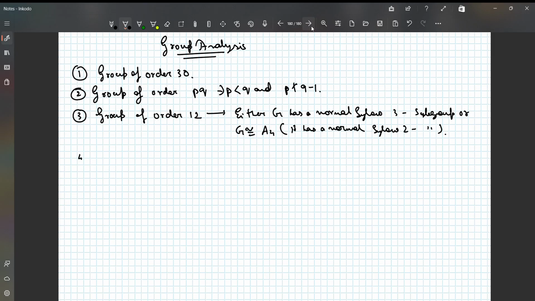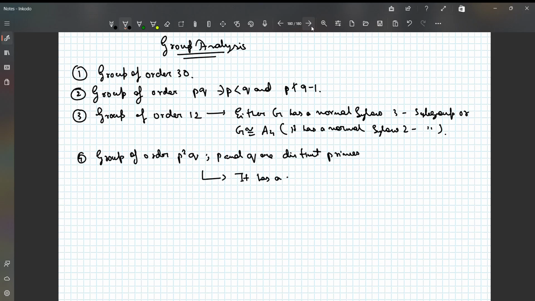Okay. Number 4, we are going to discuss groups of order P square Q, where P and Q are both primes, distinct primes precisely. And in this case, we aim to show that it has a normal Sylow subgroup. It can be a Sylow P subgroup or can be a Sylow Q subgroup. It has a normal Sylow subgroup.